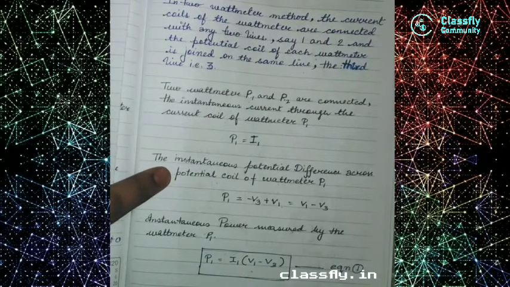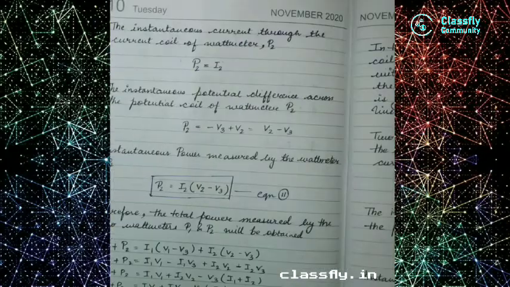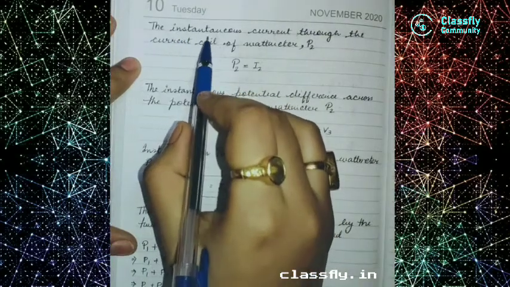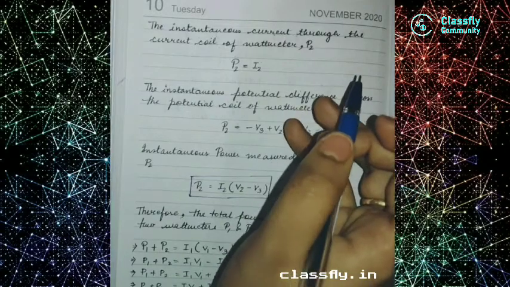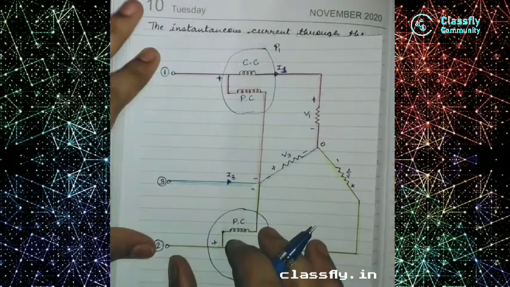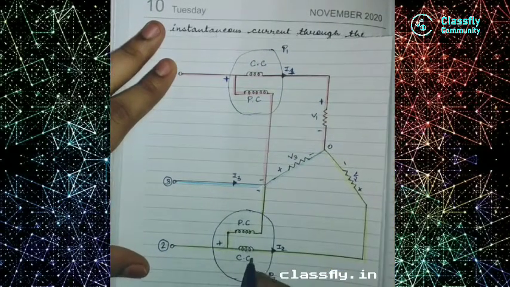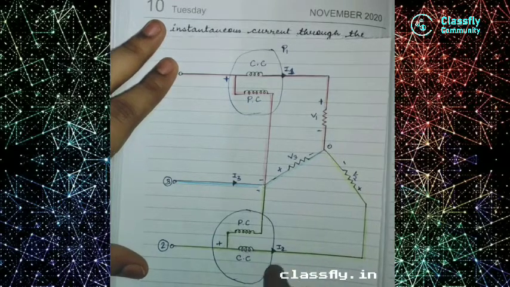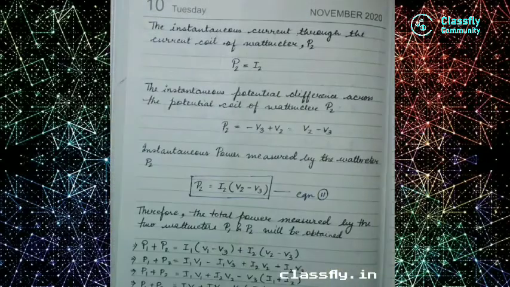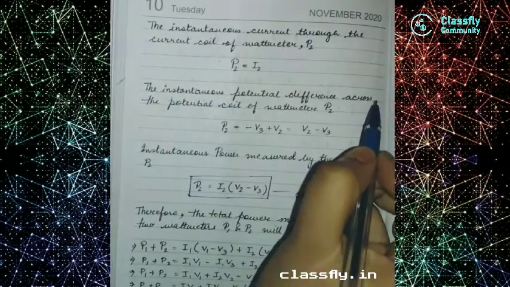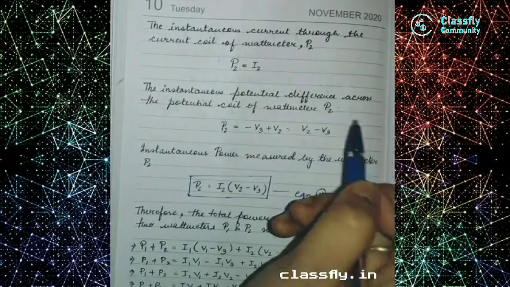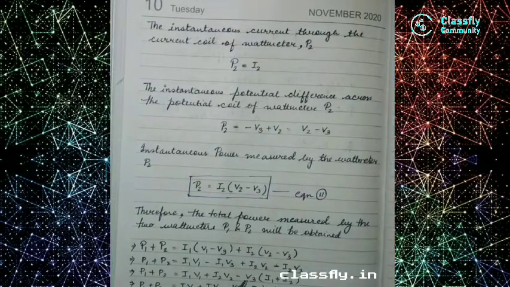Now let's move on to our wattmeter P2. Similarly, here also we will see the instantaneous current through the current coil of wattmeter P2. This is P2, this is the current coil, and this is the wattmeter. This is line 2, so we see that it is I2. We will simply write P2 equal to I2, and then the instantaneous potential difference across the potential coil of wattmeter P2, similarly to P1.